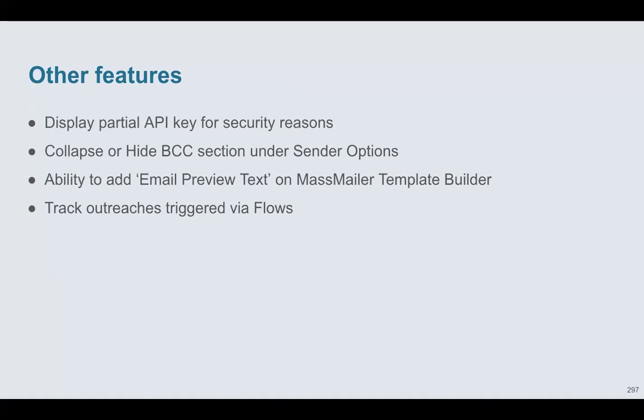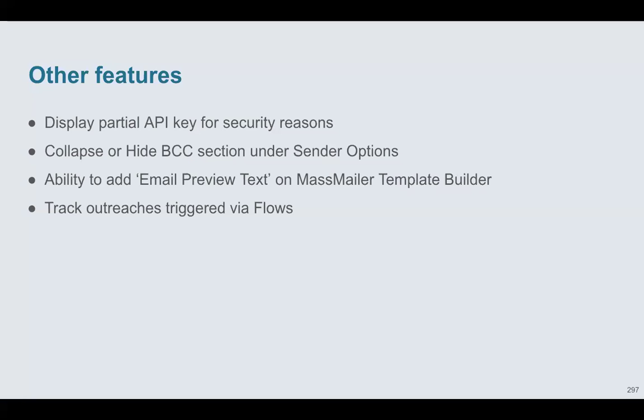And some other features that we have here, again, miscellaneous ones that you can call. One security aspect: the API key was currently open to anyone, like maybe the admin accessing the users, but now we display only the partial API key. That's very important. And then the BCC section currently did not have the hide/collapse feature. So that is something you can do in the UI settings, standard options, BCC section. You can collapse it or hide it.